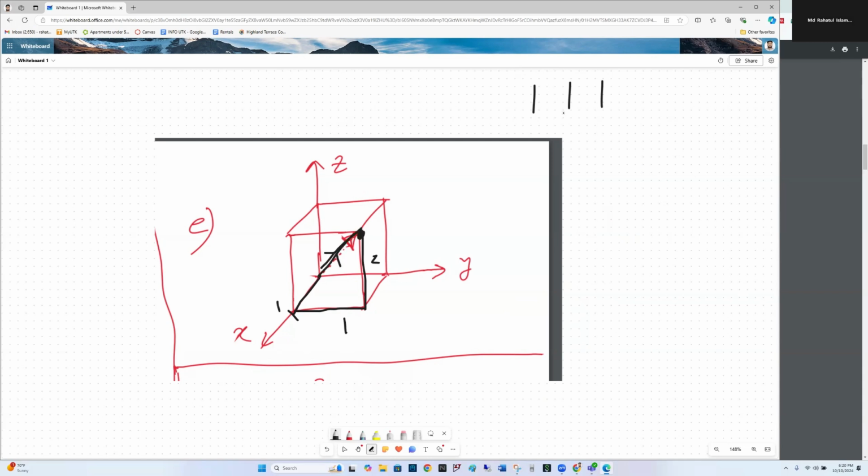So instead of 1 1 1, if any other numbers are there, just go in that direction. Okay, suppose 1 2 1 maybe. So let's go towards x direction 1 unit and y direction 2 units. Sorry, 2 units, and in towards the z direction 1 unit. Maybe here. Then connect this final point with the origin, and you will get the direction. Okay.